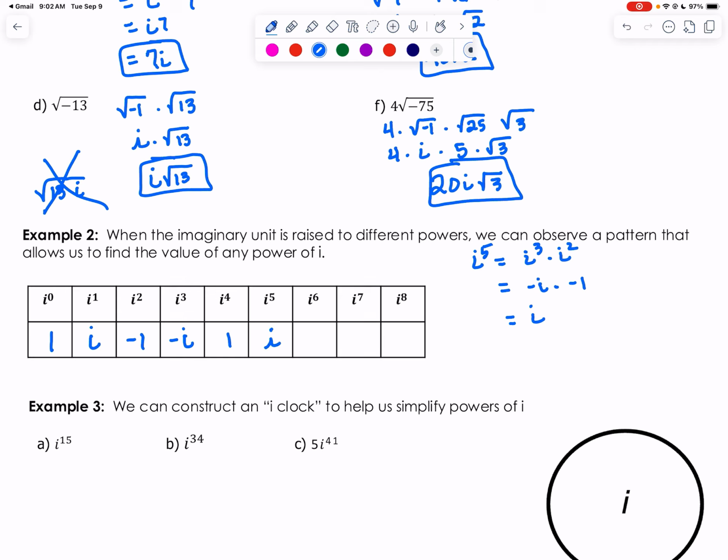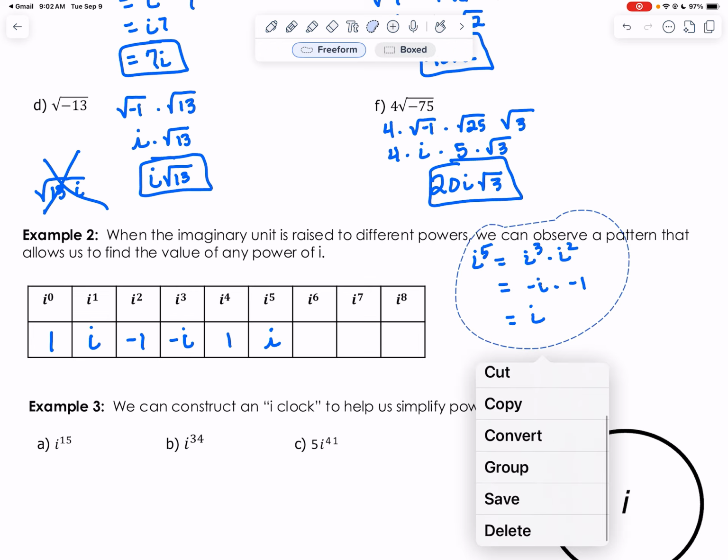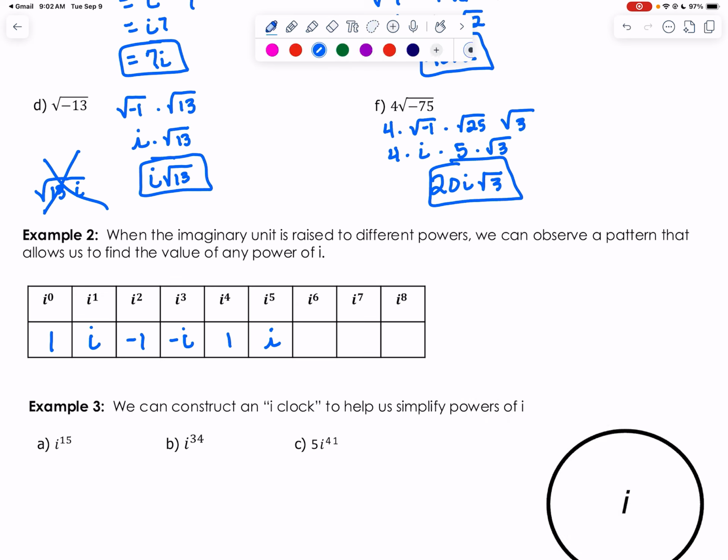Now, I want you to notice what's happening, this pattern we're developing here. All right, so let me delete that. Now let's look at i^6. There's a couple different ways we could rewrite i^6. One of the ways is to multiply i^4 times i^2. And we know i^4 is 1, and we know i^2 is negative 1. So 1 times negative 1 is negative 1.